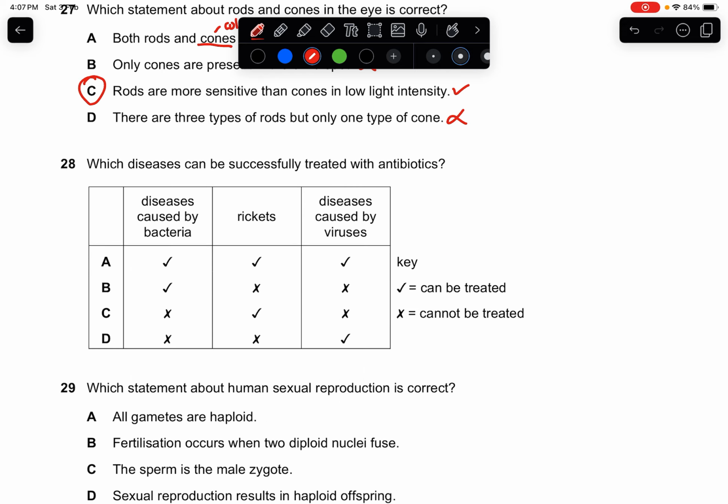Question 28. Which diseases can be successfully treated with antibiotics? Okay, antibiotics can only treat bacteria. So diseases caused by bacteria is correct. Rickets is not. Rickets is a deficiency of calcium or vitamin D. And diseases caused by viruses are definitely not. So the answer for this question will be B.